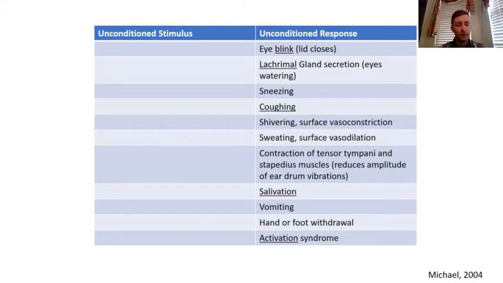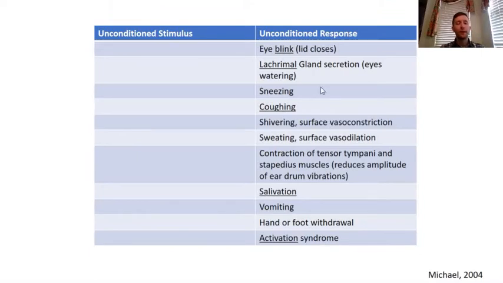And this is a table borrowed from Jack Michael in 2004. The unconditioned stimulus column is blank because we're going to look at that later. I'm showing you the unconditioned reflex response column first because I want to go through this list. And this is a list of unconditioned reflex responses provided by Jack Michael.